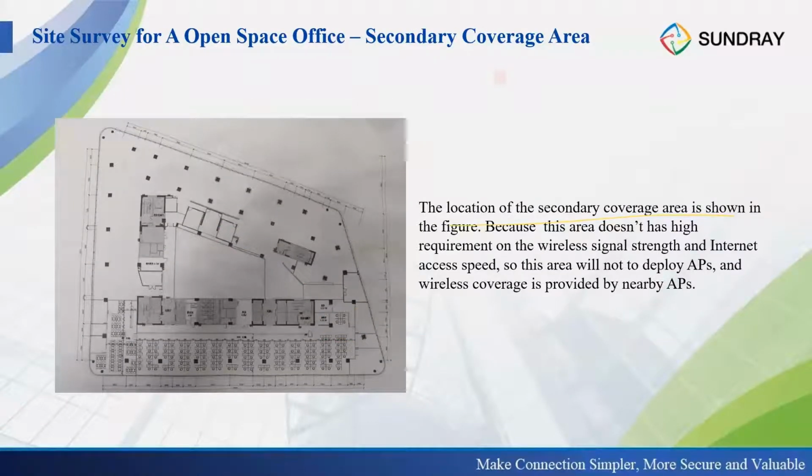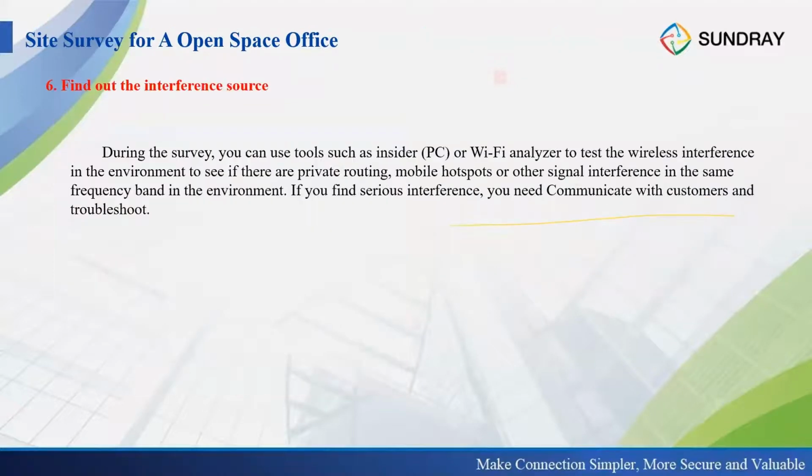And the secondary coverage area, because this is near the elevator, near the hallway, near the stairs, it's okay. We don't deploy any AP in there. We can use the AP signal coming from other places. Even if the signal is not good, it's okay. We know people don't stay here for a long time, they just pass by.